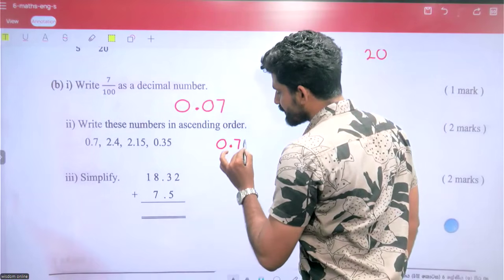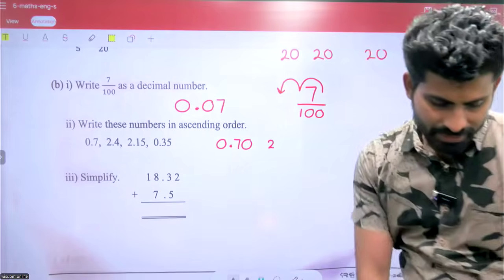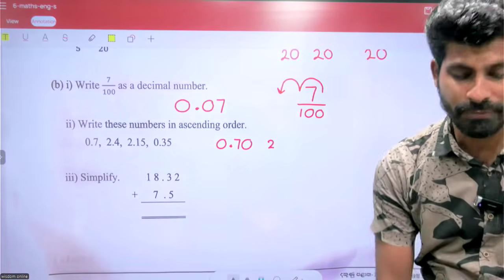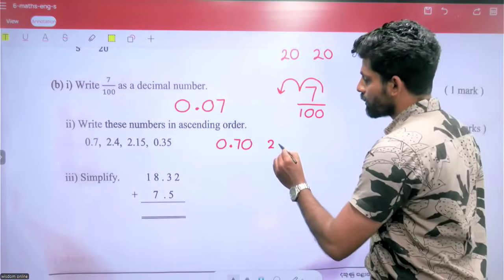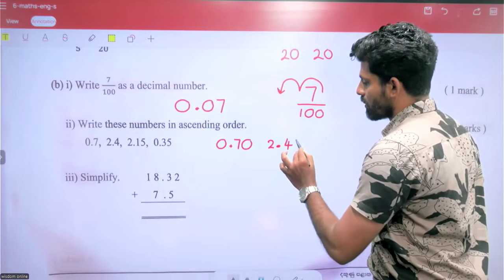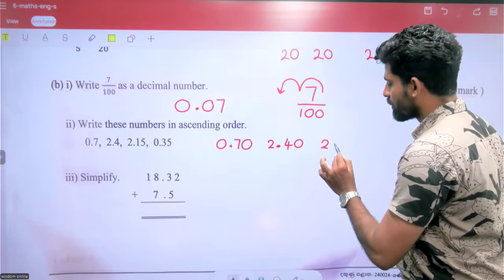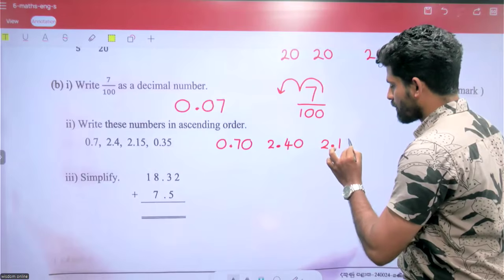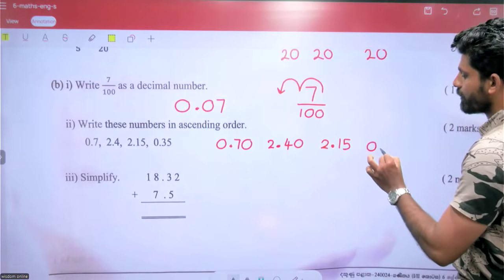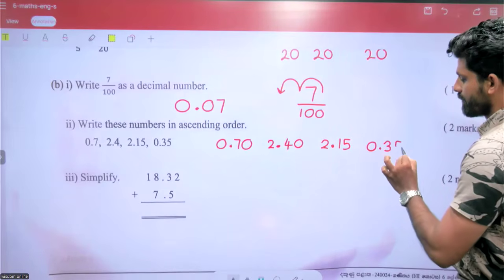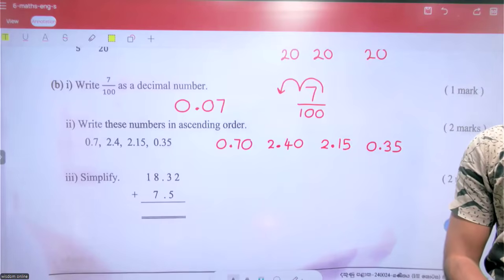0.70, 2.5, 2.40, right? 2.40, 2.15, 0.35, right? 0.35.